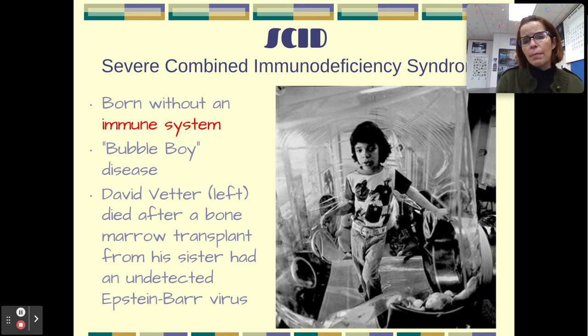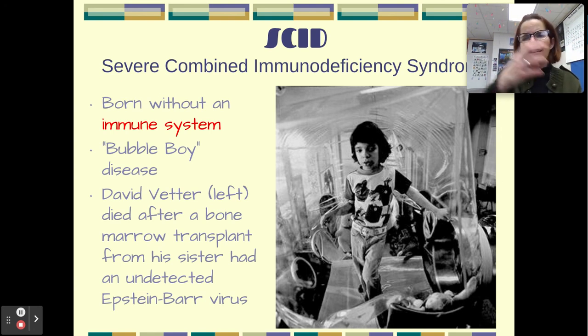So then his family had another child, and it was a daughter. They did a bone marrow transplant from the daughter to him. It was experimental. They thought they could cure him, but unfortunately, they didn't realize that the daughter was actually sick at the time of the bone marrow transplant.